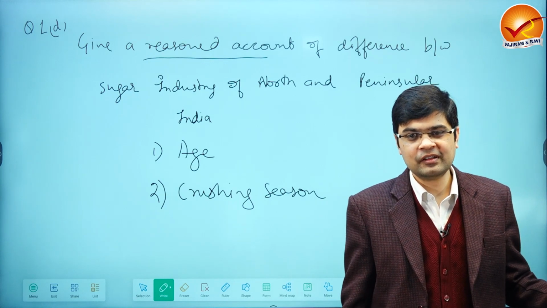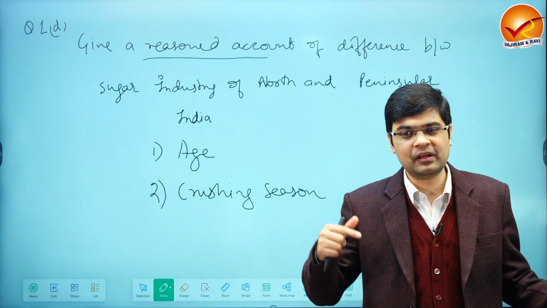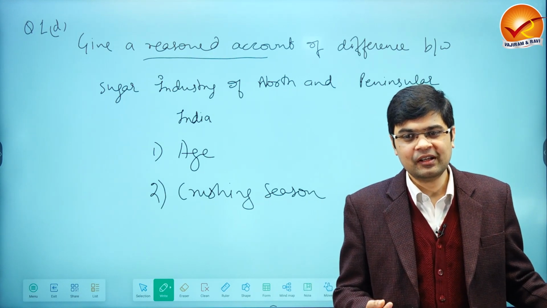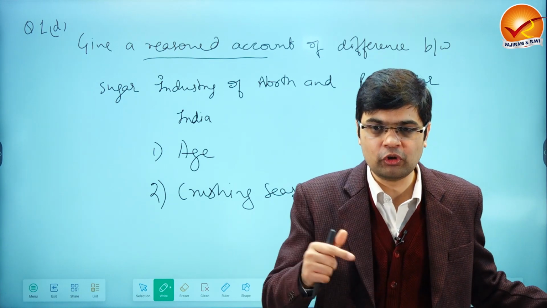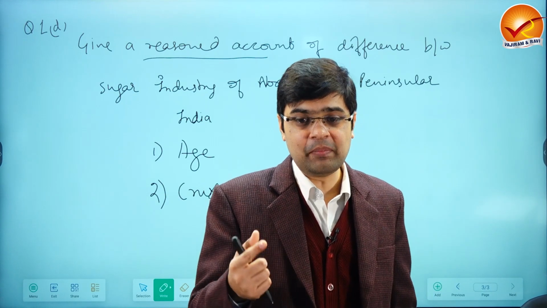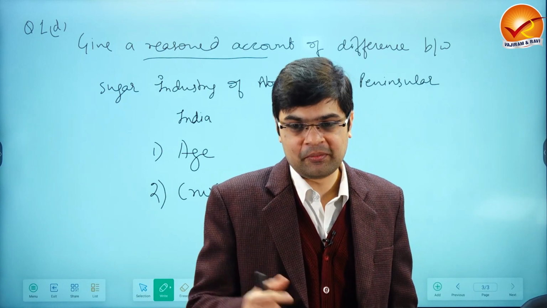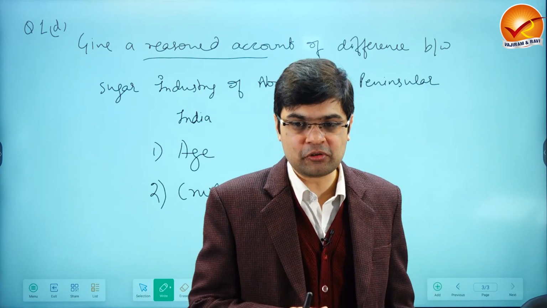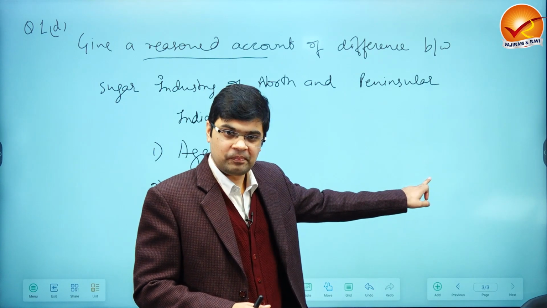one difference is the tropical climate in peninsular India, subtropical climate in northern India. As a result, the crushing season in parts of northern India will start from the months of October, November and will continue till the month of March. While in peninsular India, it starts from October and continues till the month of May. So till May end, it continues. So peninsular India will have a longer crushing season.